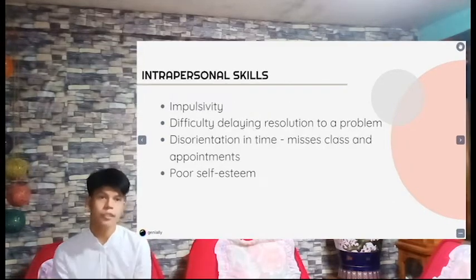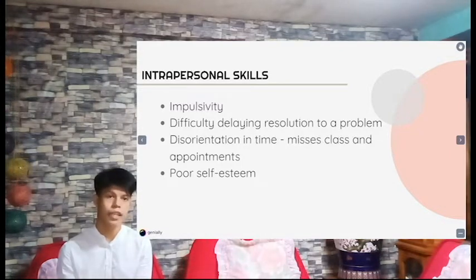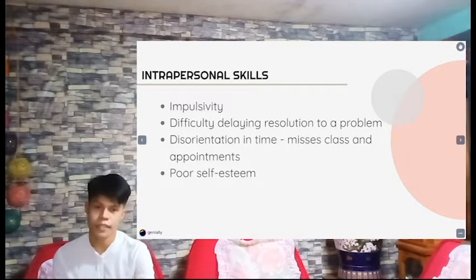In interpersonal skills, we have the impulsivity. Next is the difficulty in delaying resolution to a problem. Next is the disorientation in time, misses class and appointments, and also they have poor self-esteem.